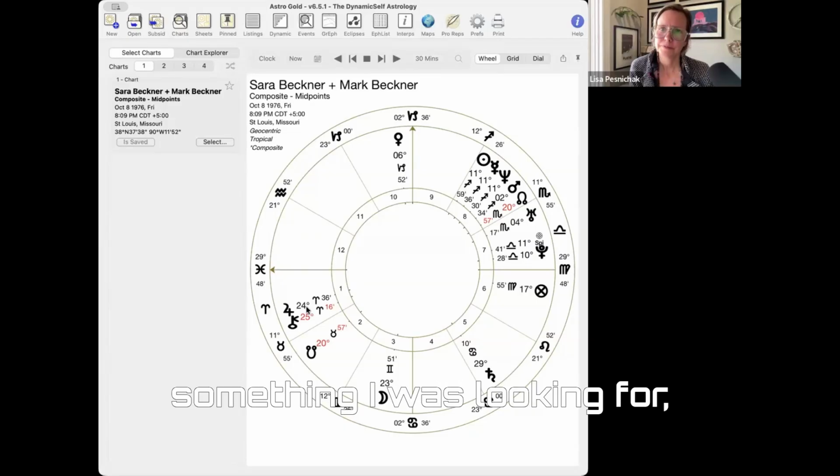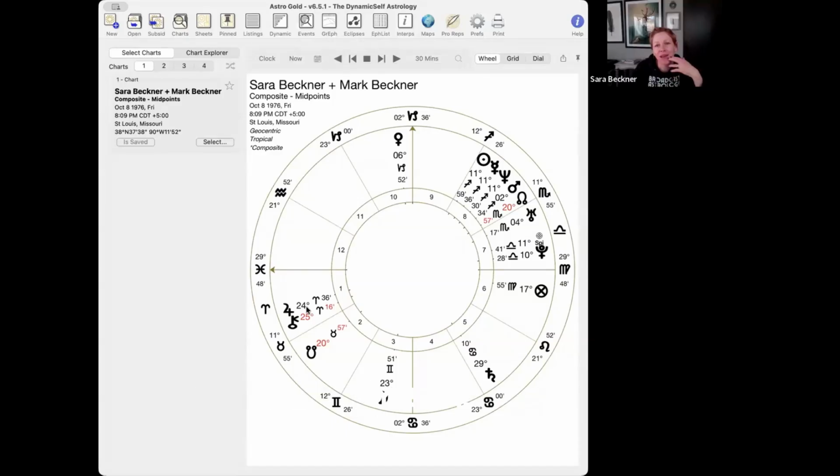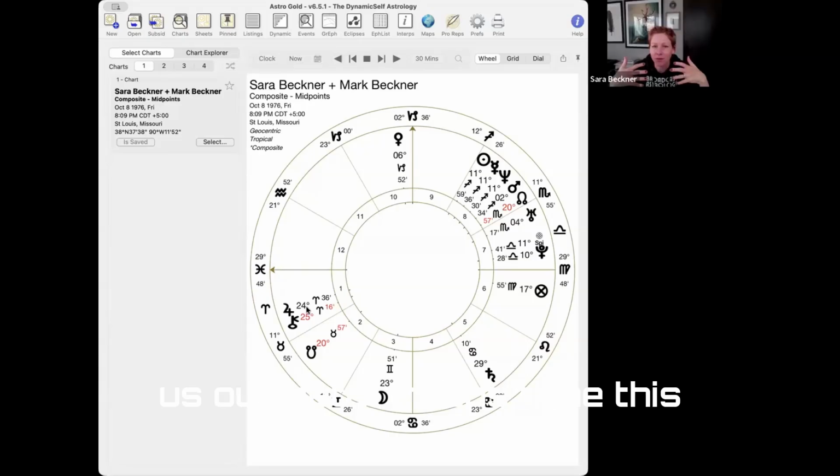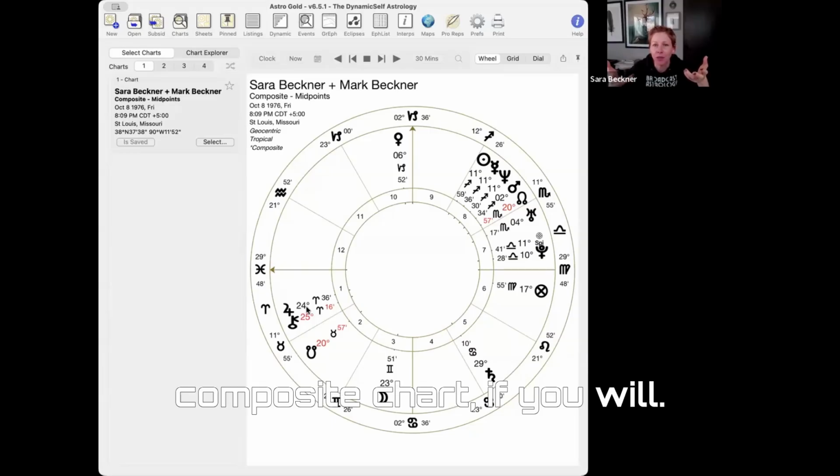Something I was looking for, something I was seeking. And I found it in the context of this relationship. I also think all of this Sagittarius energy just suits our family dynamic really well. We all have moons in fire. And so basically, all four of us, our natal moons trine this composite chart, if you will.